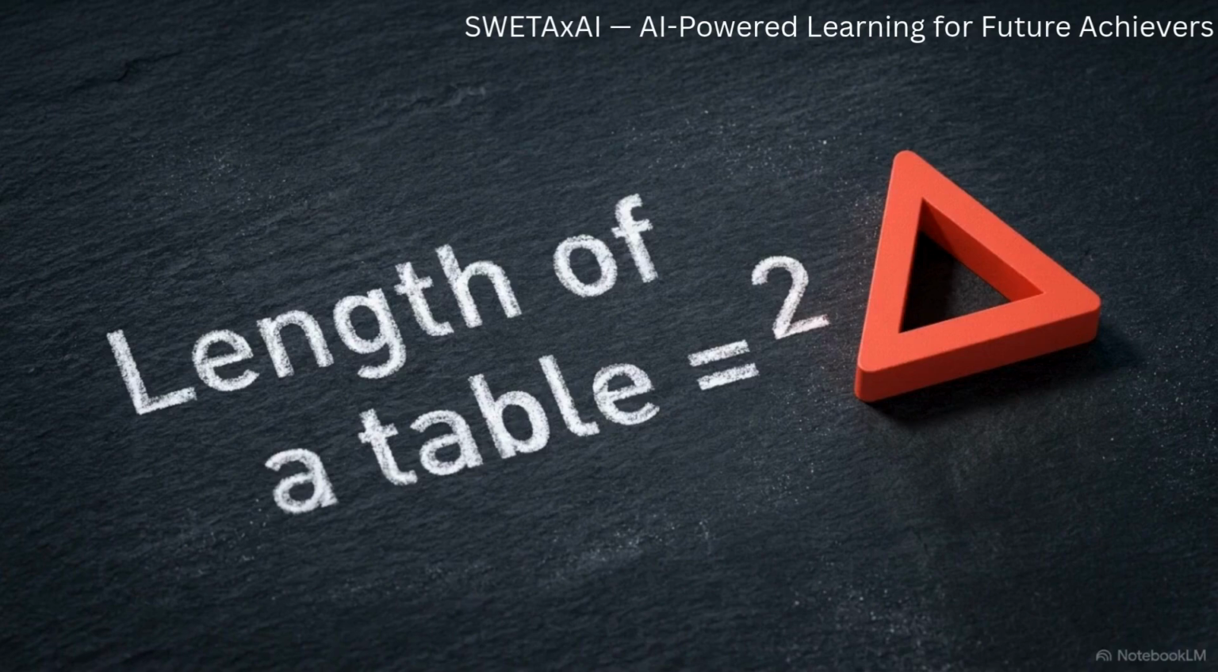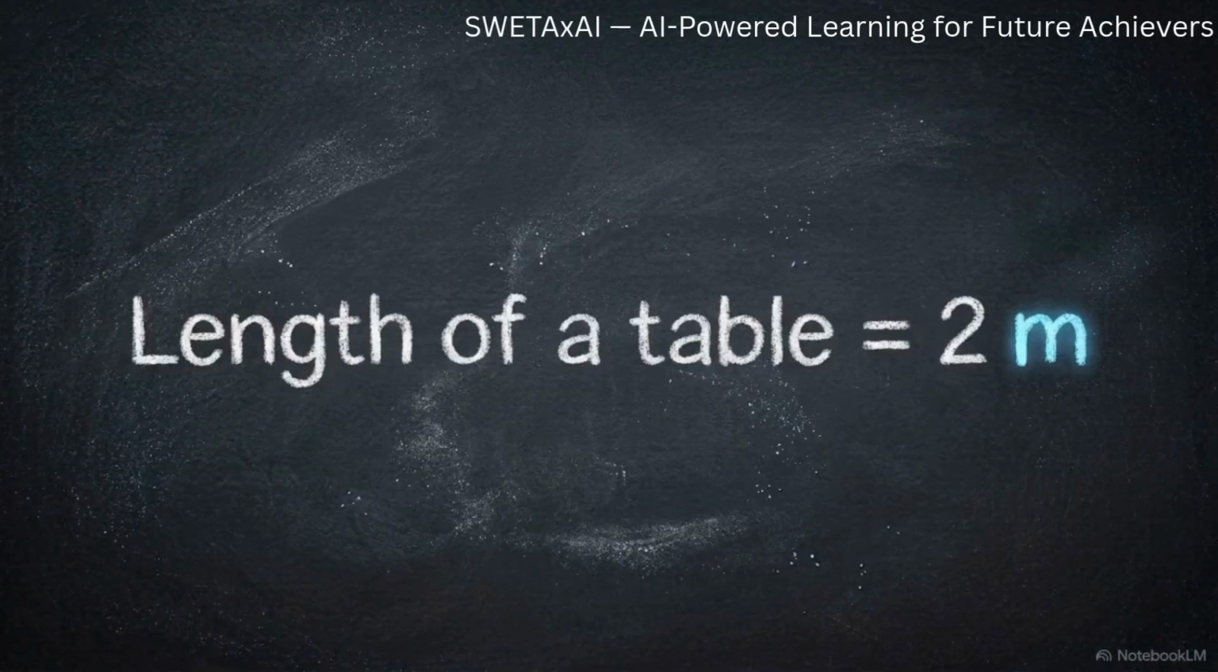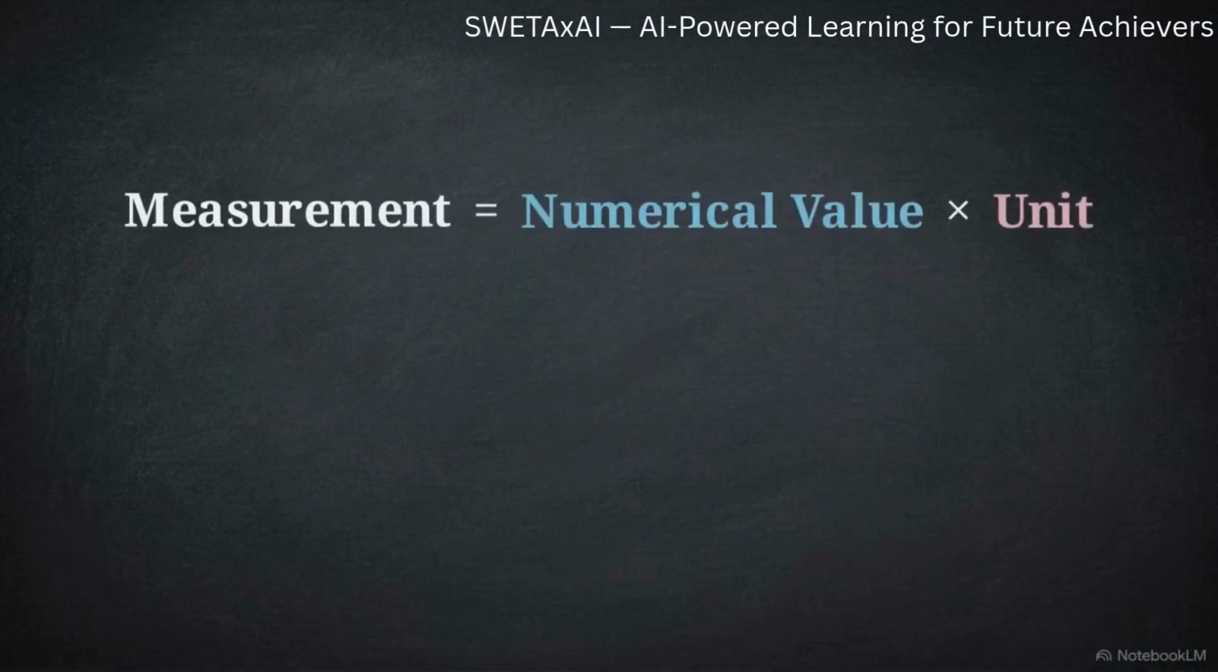If you record an observation that the length of a lab table is exactly 2, your statement has no scientific value. 2 what? Centimeters? Miles? By adding a single letter, the statement resolves. A physical quantity requires both a numerical value and a unit to be meaningful.